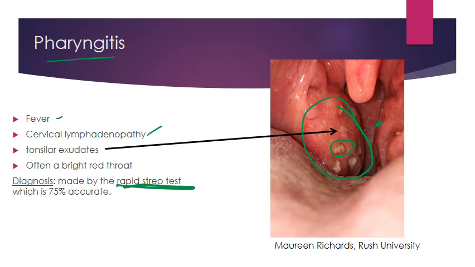Because these symptoms, fever, lymphadenopathy, even the tonsillar exudates, are not uncommon to other causes. In fact, many viral infections can cause these exact same symptoms. So you can't just look in somebody's throat and go, I bet you that's strep throat.